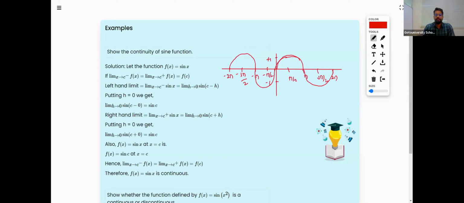But theoretically, how to prove that? We have taken the function as it is, and we are trying to approach the limit from the left hand side. Limit of x approaches C minus, where C belongs to its domain. The domain of this function is all the real numbers. Whatever angle you put, it's a real number from -infinity to +infinity. So C is a number between -infinity and +infinity.